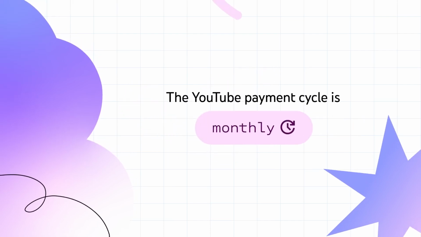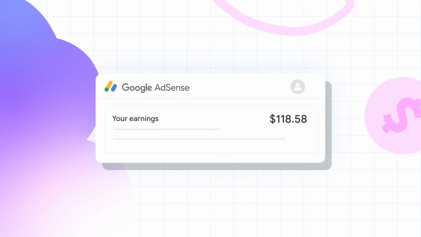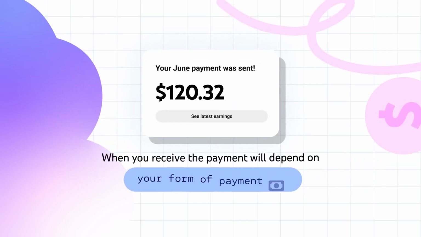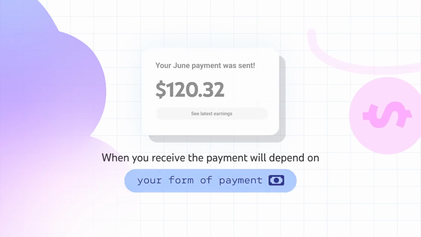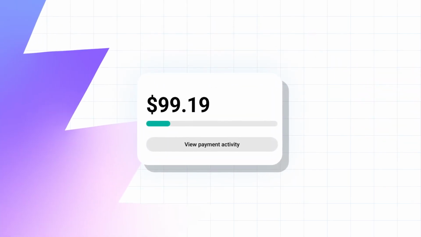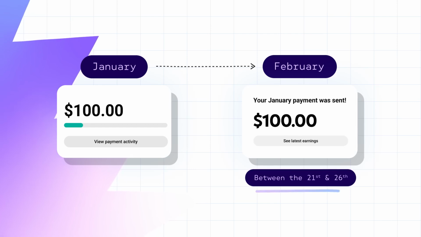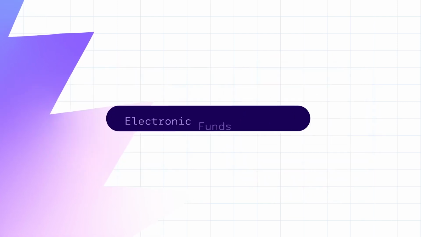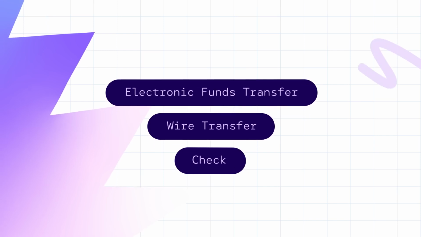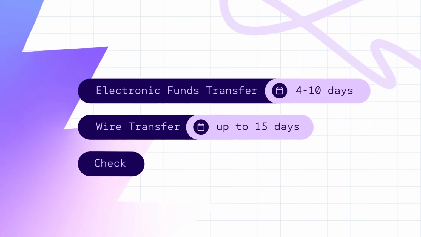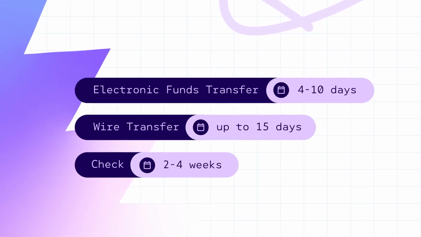The YouTube payment cycle is monthly. Once you have earnings for a certain month, your payment will be issued between the 21st and the 26th of the following month. Once it's issued, when you receive the payment will depend on your form of payment. For example, if you're in the United States and you earn $100 in January, your payment will be issued between February 21st and 26th. From then, when you receive your payment will depend on your payment method. For electronic funds transfer, allow 4 to 10 days. For wire transfers, up to 15 business days. And for check, allow 2 to 4 weeks.